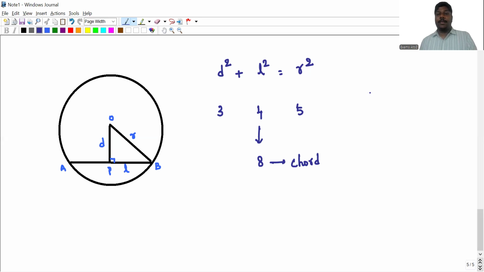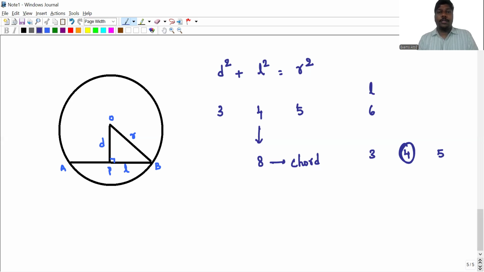Or else sometimes they'll give you the length of the chord as 6. Okay, total length of the chord is 6, and half of it will become 3. And okay, radius is 5, and distance from center to the chord becomes 4. This way you can find out the distance from the chord, or the chord from the distance. But don't take the chord. Okay, complete chord you don't take. Take only half of the chord. Okay, or else whenever you want to find out the length of the chord, always double what you get.